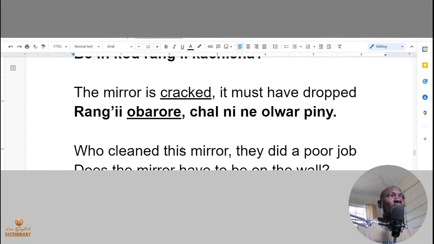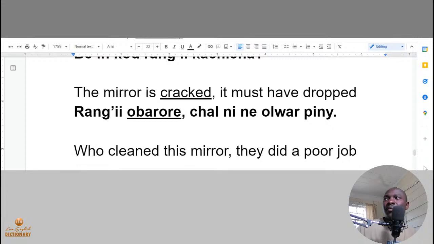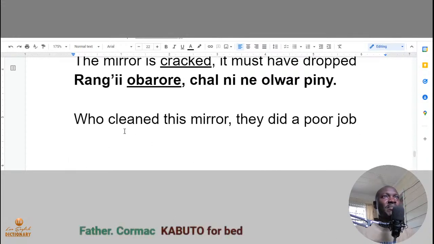Then who cleaned this mirror? They did a poor job. Who cleaned this mirror? They did a poor job.